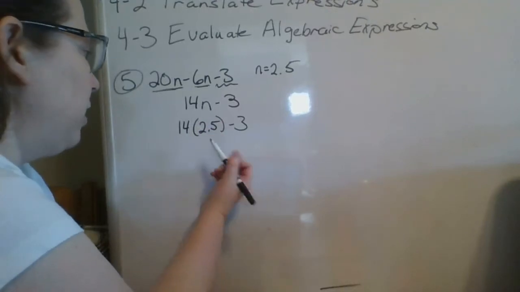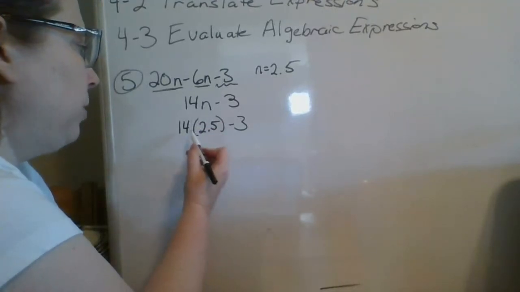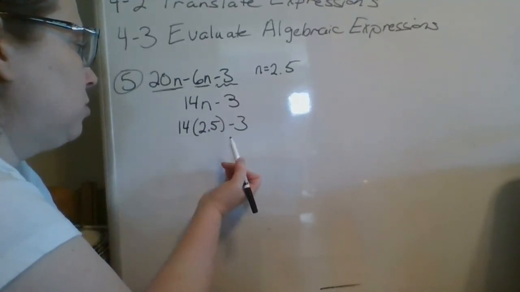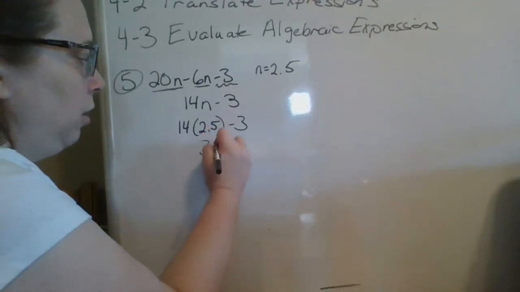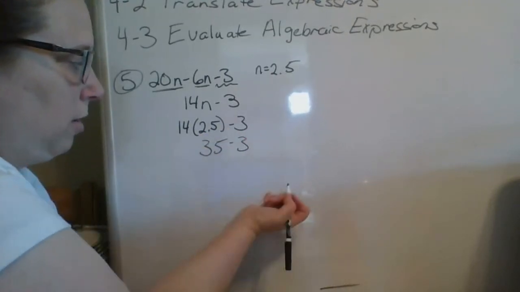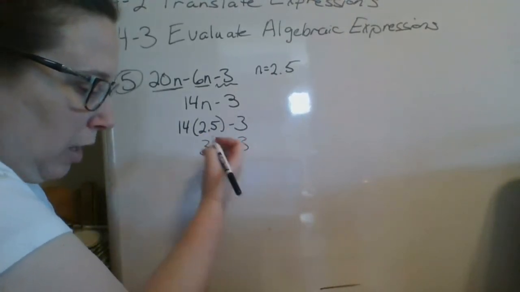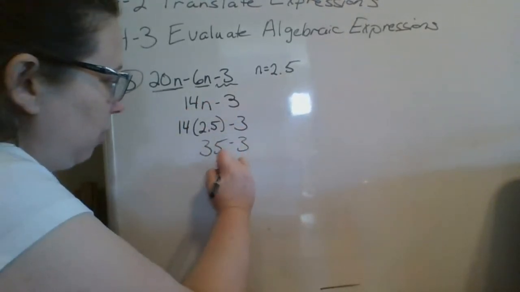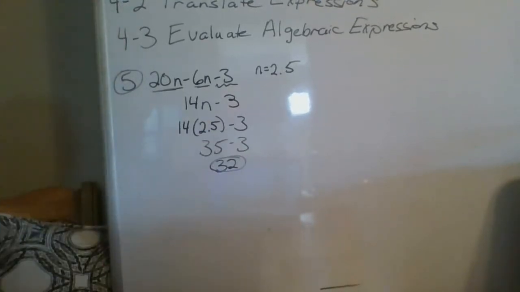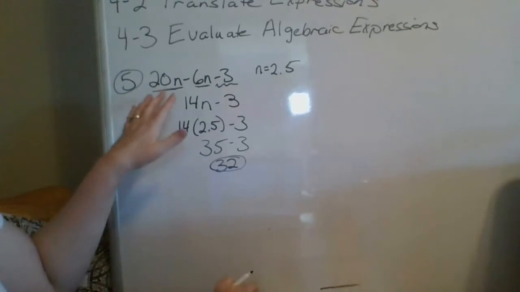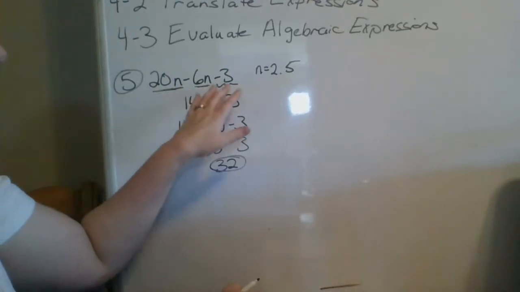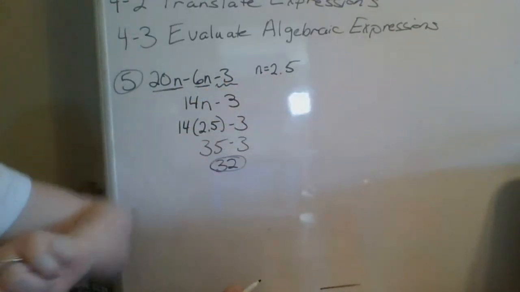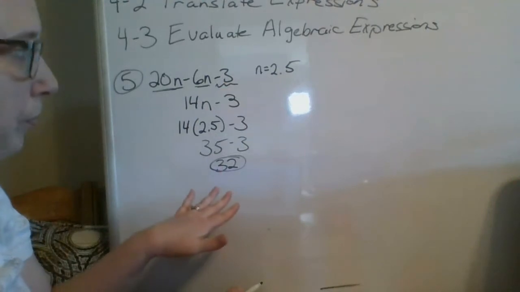Substitute in for n. When we multiply 14 times 2 5/10, we would get 35. We bring down the -3, and our final answer here would be 32. So our simplified version of 20n minus 6n minus 3, where n equals 2 5/10, is 32.